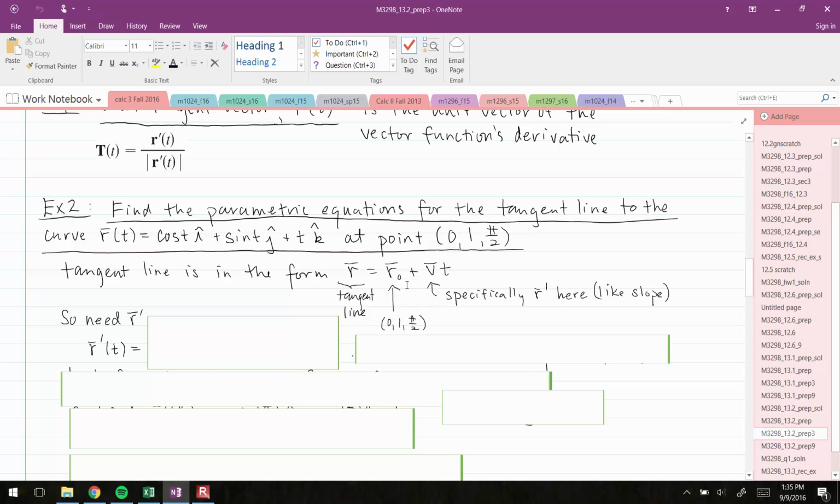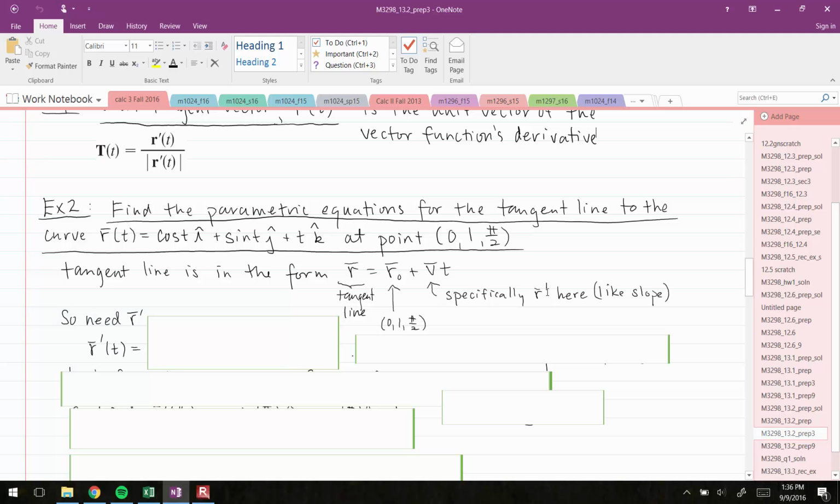And we have our r naught automatically because we got a point that we just basically vectorize. And now what we need here is v, which is a vector in the same direction of the line. Because we're trying to find the equation of the tangent line, that's specifically going to be r prime.